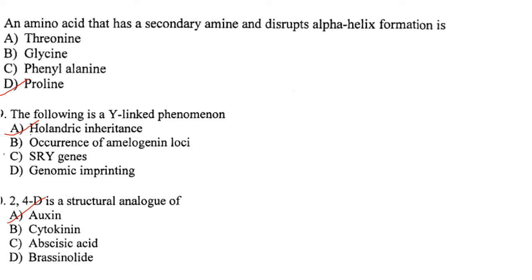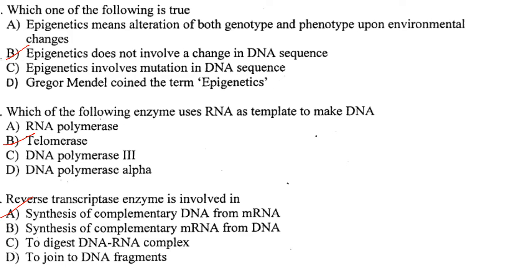2,4-D is a structural analog of. It is structural analog of auxin. Answer is option A. Then, which of the following is true? Epigenetic means alteration of both genotype and phenotype upon environmental change. So epigenetics does not involve change in DNA sequence. So that is true. Option B is correct.